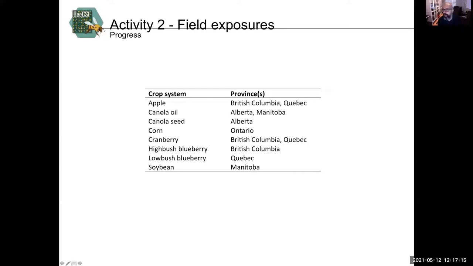We're studying two types of canola, that's the crop used to produce the oil, as well as the crop used to produce the seed to plant the canola that is then producing the oil. We're studying colonies near corn, near cranberry, highbush blueberry, lowbush blueberry, as well as in soybeans.